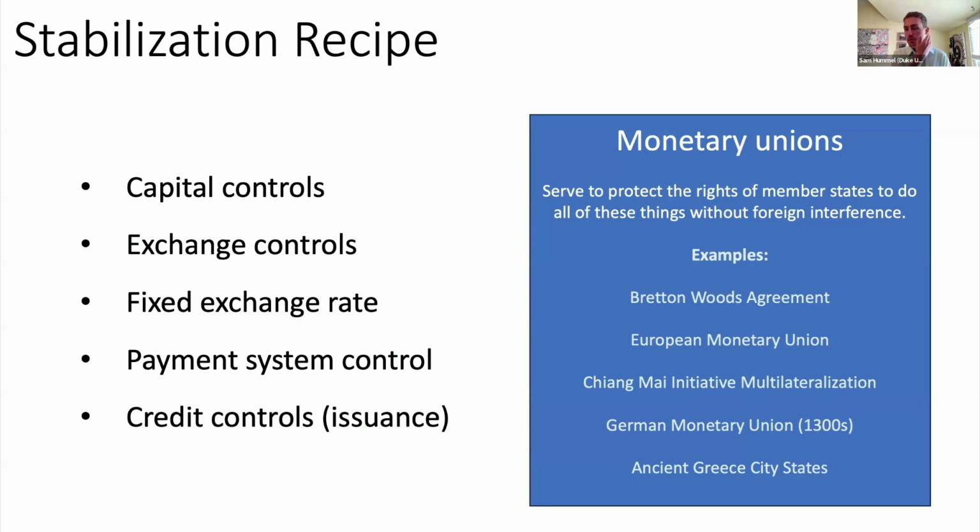But generally, just like in Bretton Woods, what countries are doing is getting together and saying, we're going to agree that the way our currencies interact with each other is not going to be used in a coercive way, so that countries have the privilege or the ability to control the issuance of their currency, control the capital flowing in and out of their currency, control who is able to do the exchange, that's exchange controls, control the exchange rate, and control the payment system by which that's happening. These are very common elements of monetary unions, and the purpose of them is to protect the sovereignty of nations from interference coming through the monetary mechanisms of currency exchange.